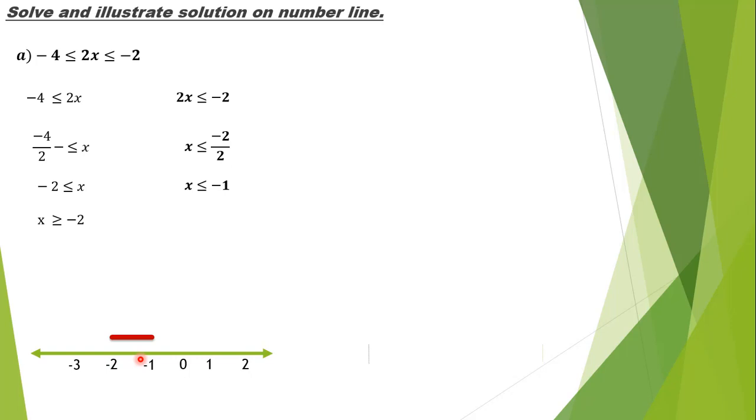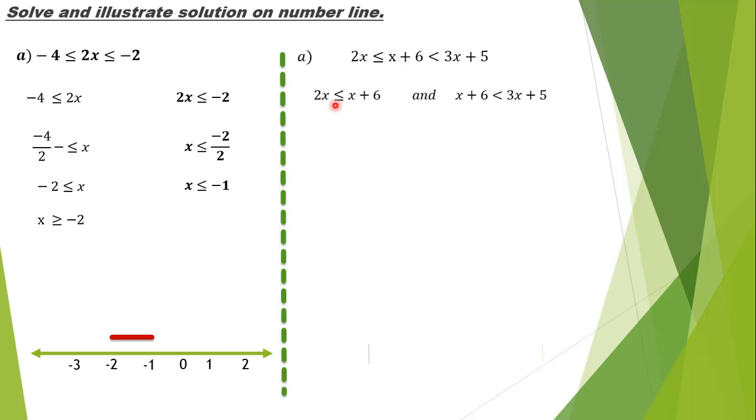Let us consider one more example to have a better understanding of this concept. Students, just think of 2x is less than or equal to x plus 6, and x plus 6 is less than or equal to 3x plus 5. As I told you, we will write the algebraic expression in the middle of the inequalities twice. So we can write 2x is less than or equal to x plus 6, and x plus 6 is less than 3x plus 5.